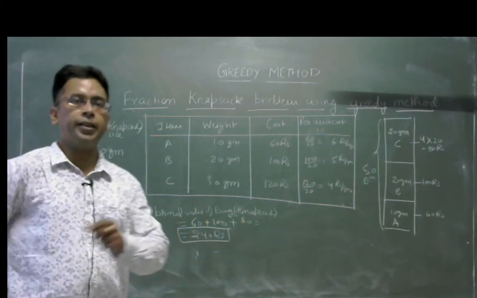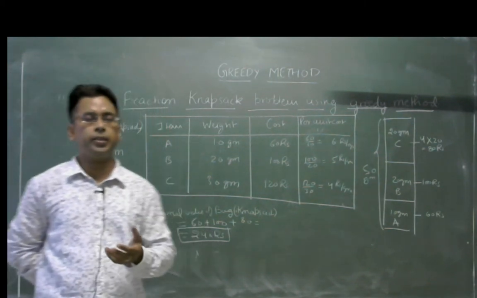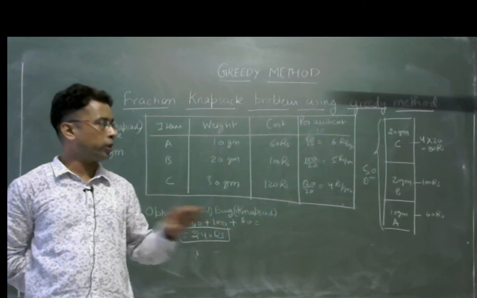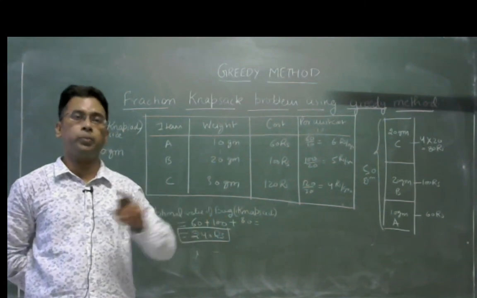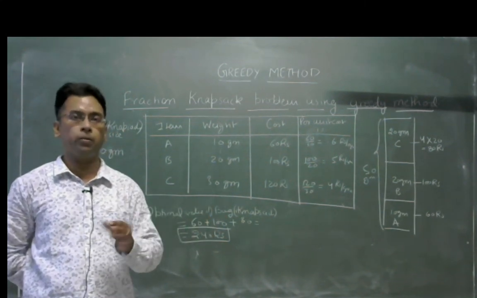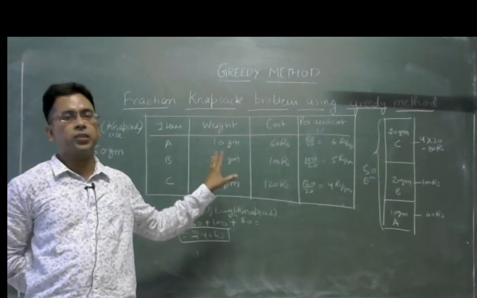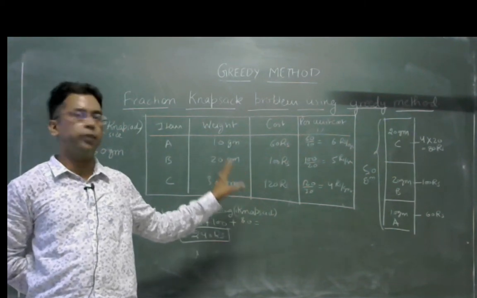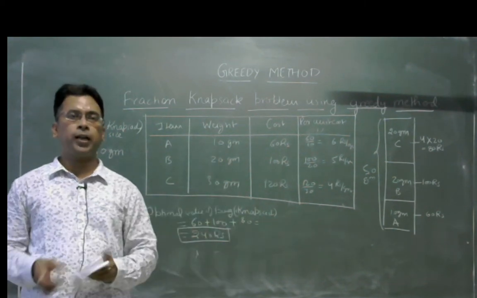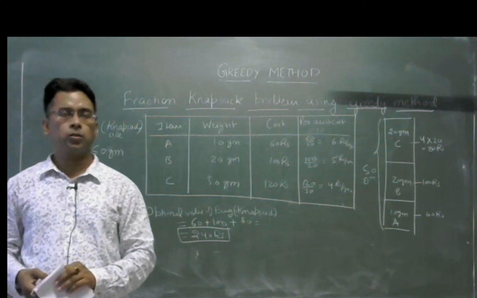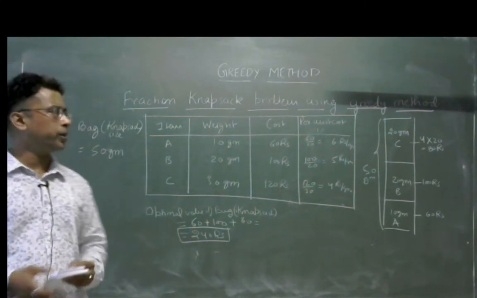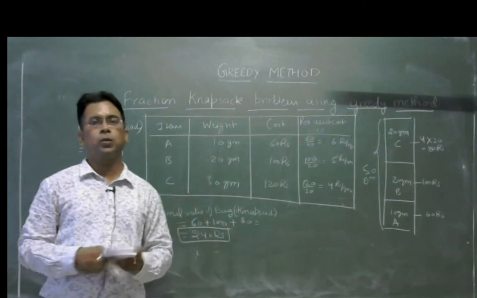So the greedy approaches are very easy methods, but they do not assure you that the answer would be the optimal one. It may be optimal. These two questions are very simple and I have shown you. I think that this was quite understandable to you. Thank you.